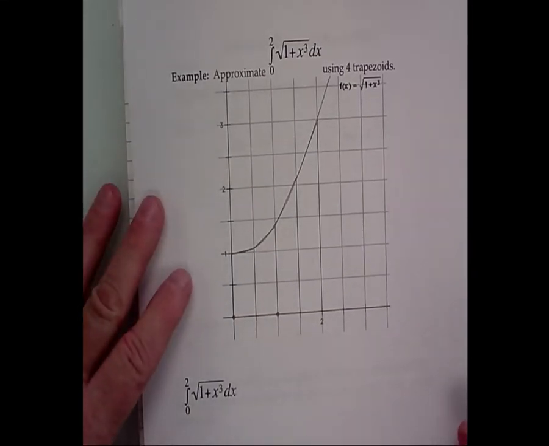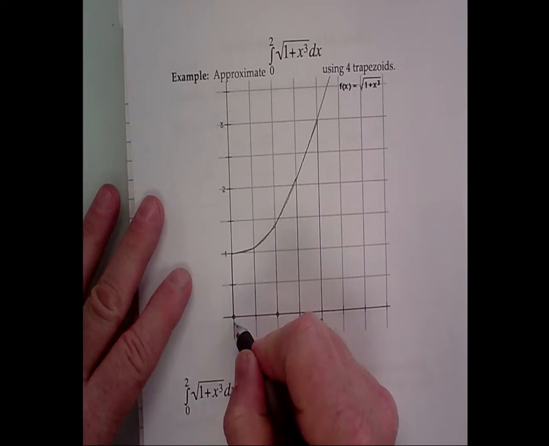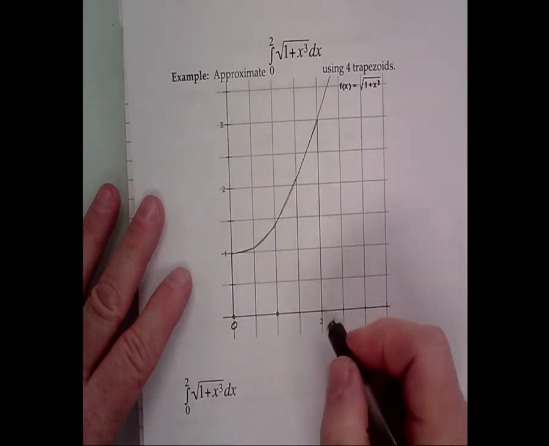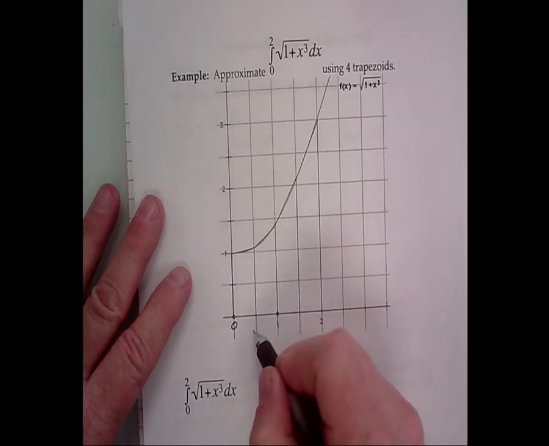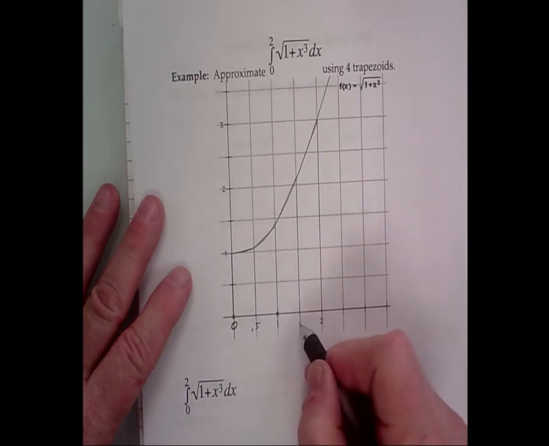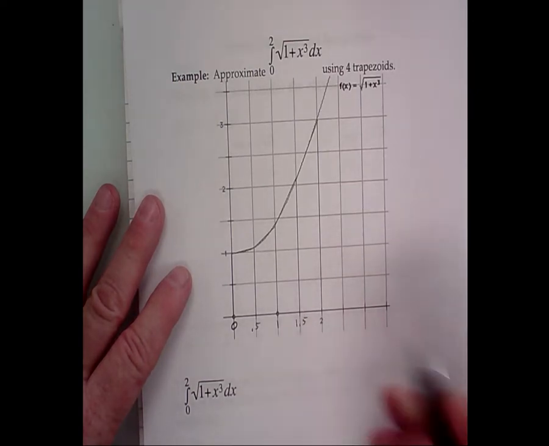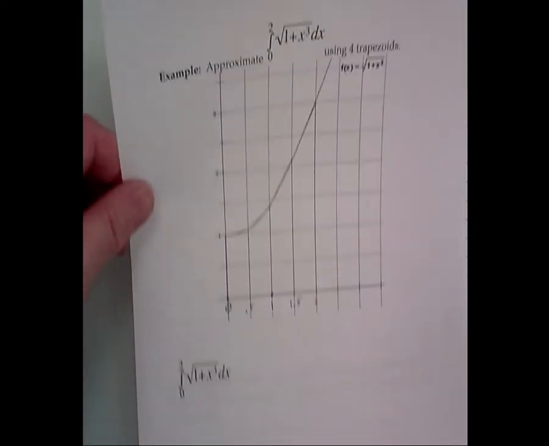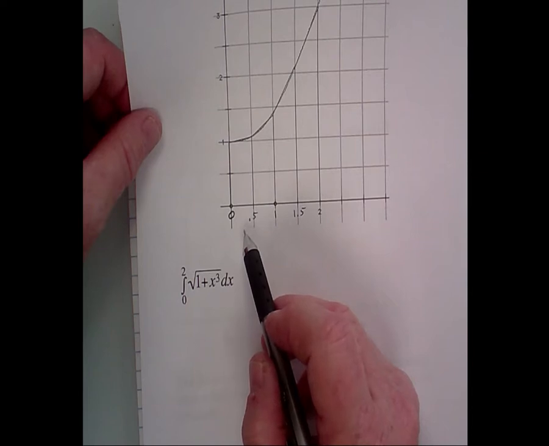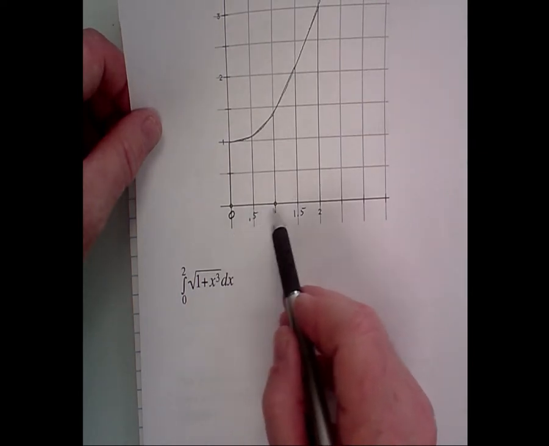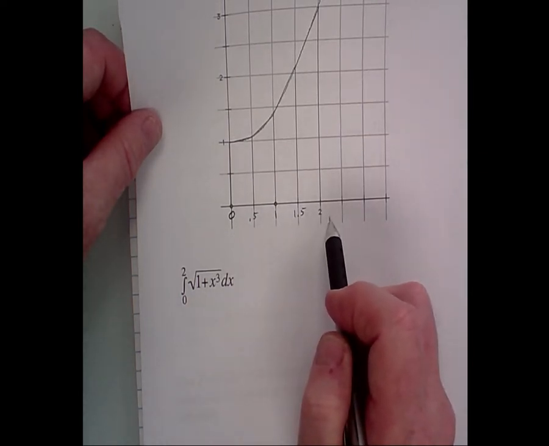Well, what I did, this right here is 0. This right here obviously is 2. So this is going to be 1. This is going to be 0.5. This is going to be 1.5. Megan, I subdivided these equally. In other words, these lengths all go up by 0.5. Would you agree with that?